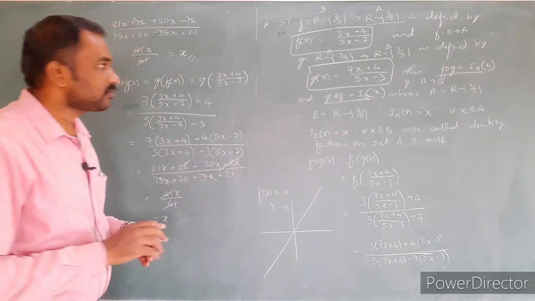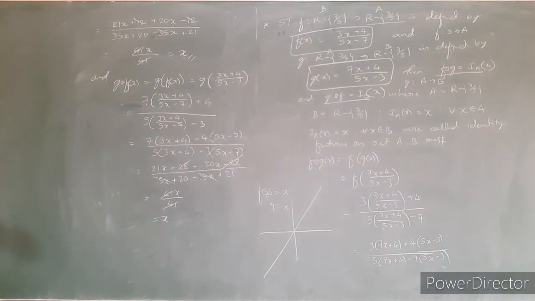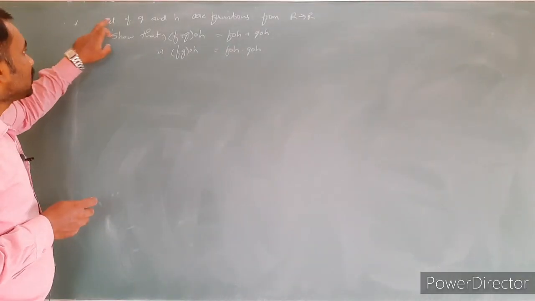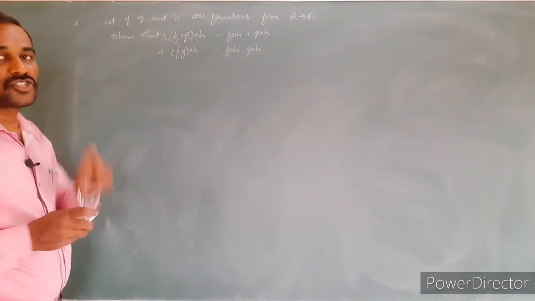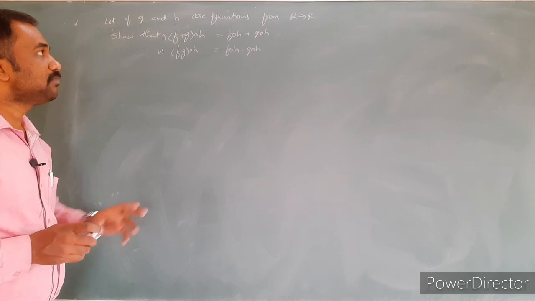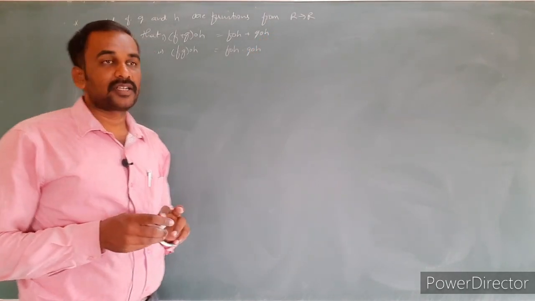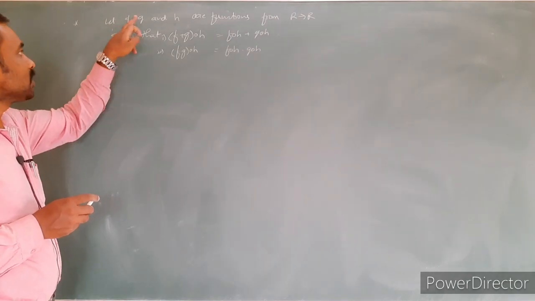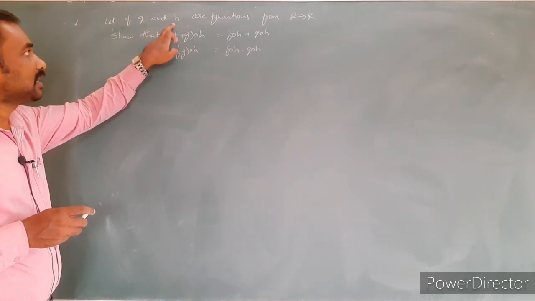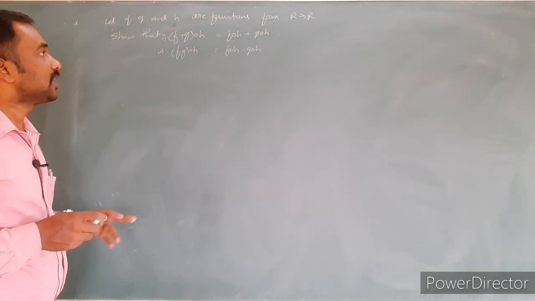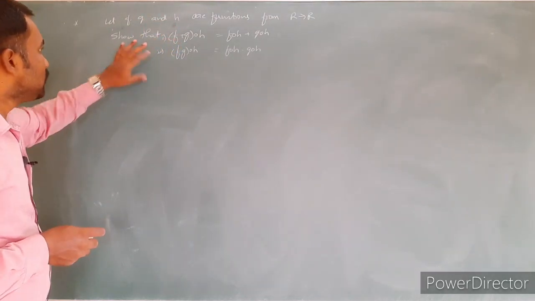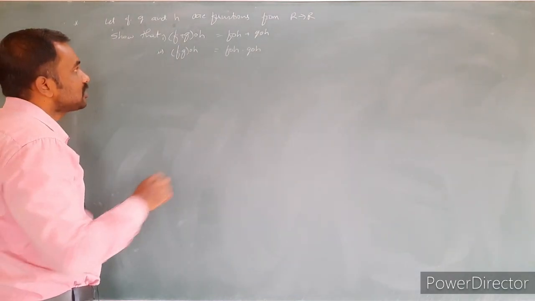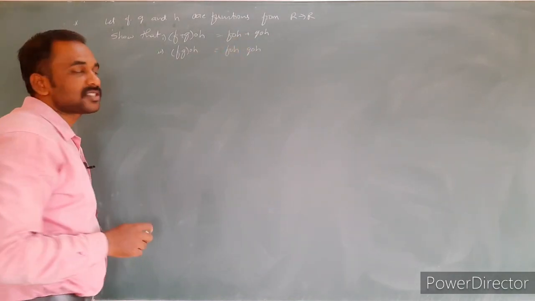Okay. Now, better to go to the next example. Let f, g and h be functions from R into R. All three functions are from R into R: f is a function from R into R, g is a function from R into R, and h is also a function from R into R. Then we need to show, in the first case, that f plus g circle h is equal to f circle h plus g circle h.